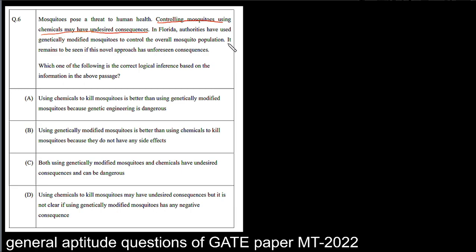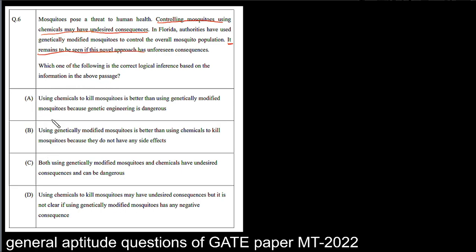Now this sentence is also important: it remains to be seen if this novel approach has unforeseen consequences. This statement simply says we don't know the outcome of this genetically modified mosquito, because we do not have enough data for this kind of new approach. So we are not sure what will happen in the future, whether this novel process may affect society in a positive way or in a negative way. We are not sure at this point. Which one of the following is a correct logical inference based on the information in the above passage?